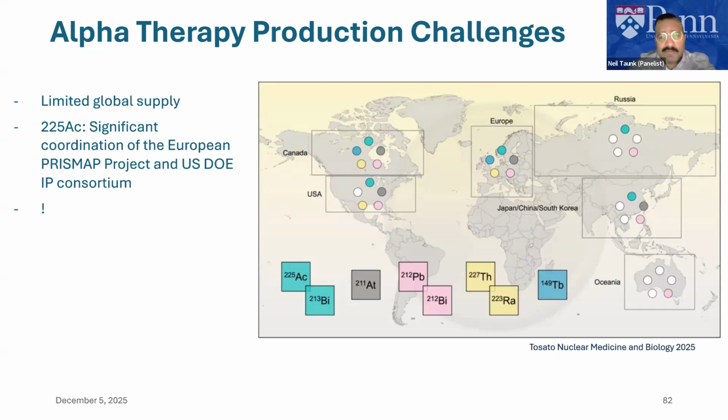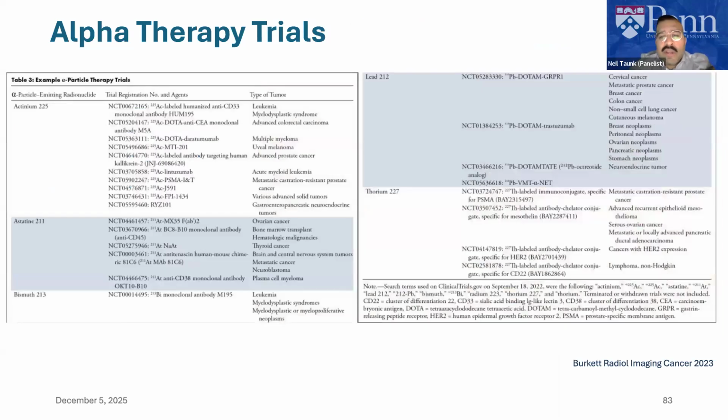The PRISMAP project in Europe has been instrumental for actinium production, and the U.S. Department of Energy Consortium has been instrumental in creating actinium networks here. Next slide. These are a number of alpha trials that are in development and are open. We have several of these open at Penn, and we are opening more.